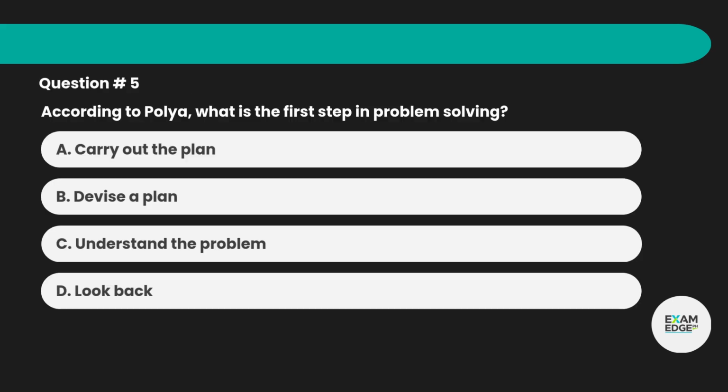Question number 5. According to Polya, what is the first step in problem solving? A. Carry out the plan. B. Devise a plan. C. Understand the problem. D. Look back. Correct answer: C. Understand the problem.